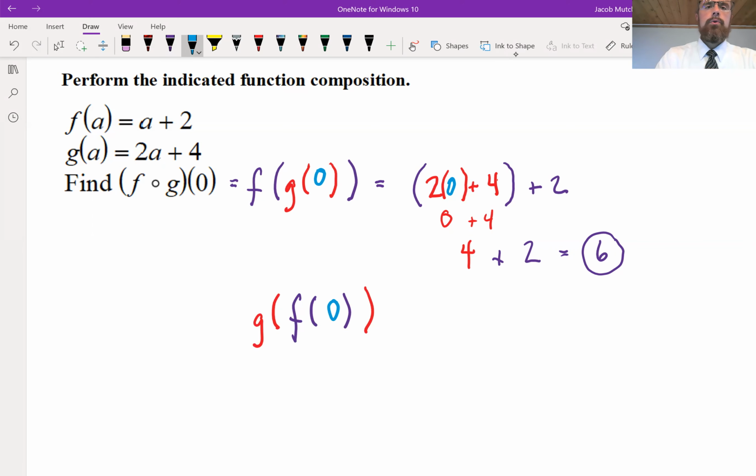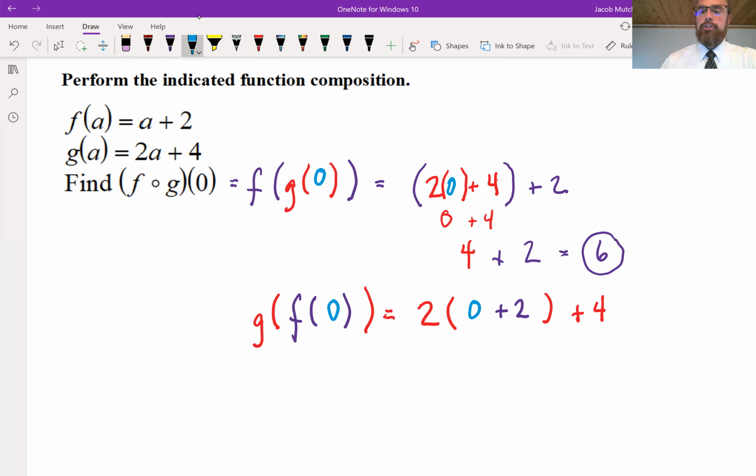And then let's record that function. So this direction has g as the overarching function. So I'm going to write 2 where a was, I'll leave a gap, plus 4. And then within that gap, I want to put the entire range of the f function. So that's a plus 2. And then as a final step, I need to substitute a with the number 0.